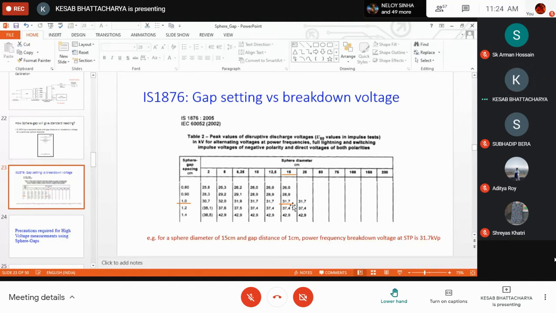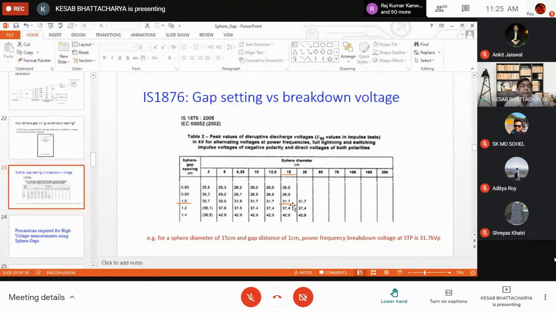Okay, is that okay? Yes. Do you understand what the table specifies actually? Yes, sir. Okay.